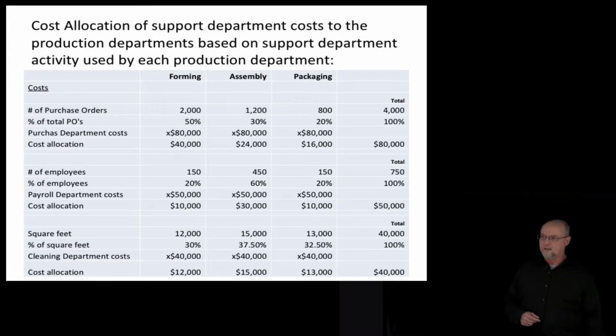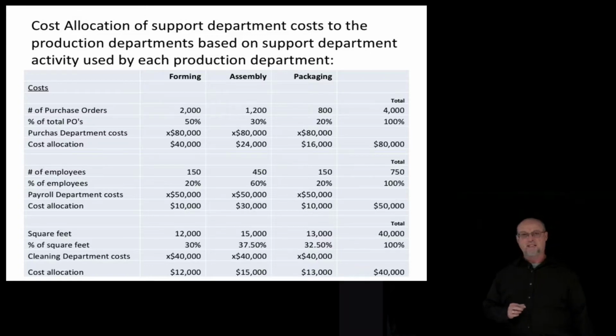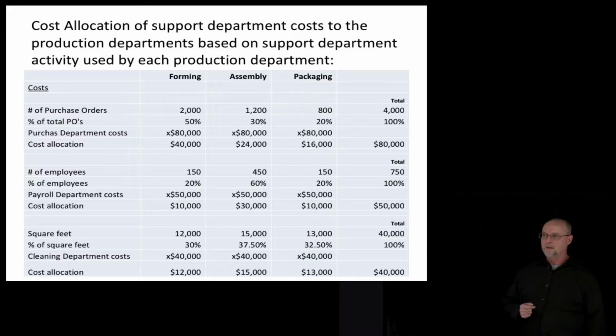Okay, and here's all the calculations. Purchasing, with 2,000 purchase orders, is 50% of the total purchase orders of 4,000, right? So purchasing had $80,000 of costs, 50% get allocated to the forming department, that's $40,000.